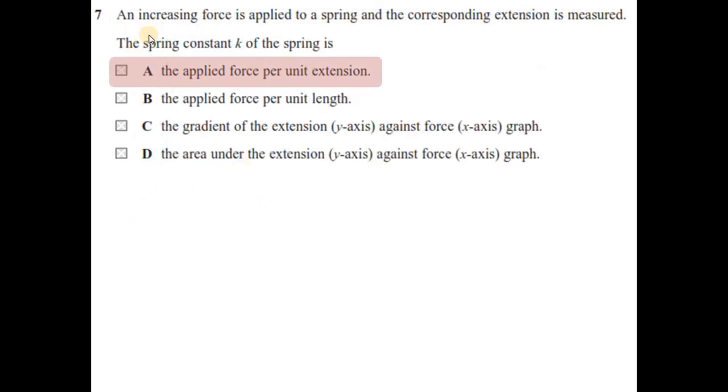Seven. An increasing force is applied to a spring. Extension is measured. The spring constant K of the spring is the applied force per unit extension. Okay, the idea is we cannot choose D. The reason is they are saying the area under the extension against force graph. If you find this area, it gives you energy, not the spring constant K.